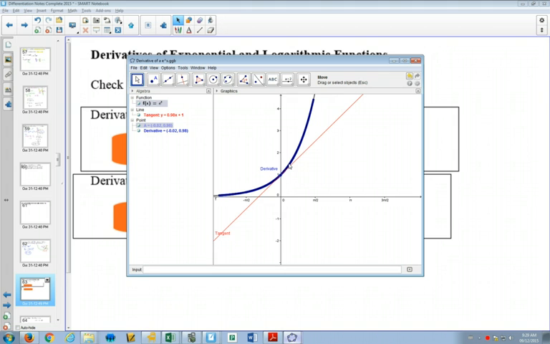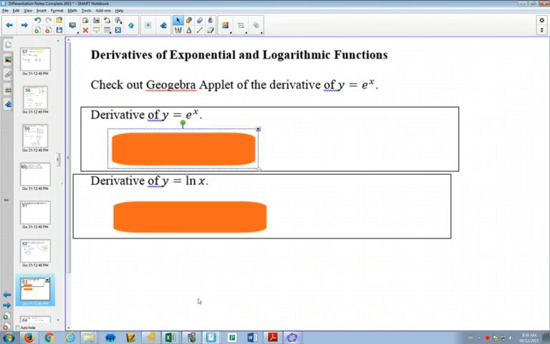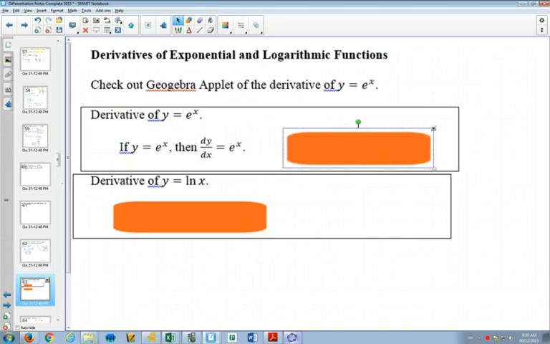They're exactly the same. Fascinating. The number e that you learned about before is the only value where the derivative of an exponential function is exactly the same as the original function. So if we go to our notes now, the derivative is the same. It doesn't change. Terribly fascinating.